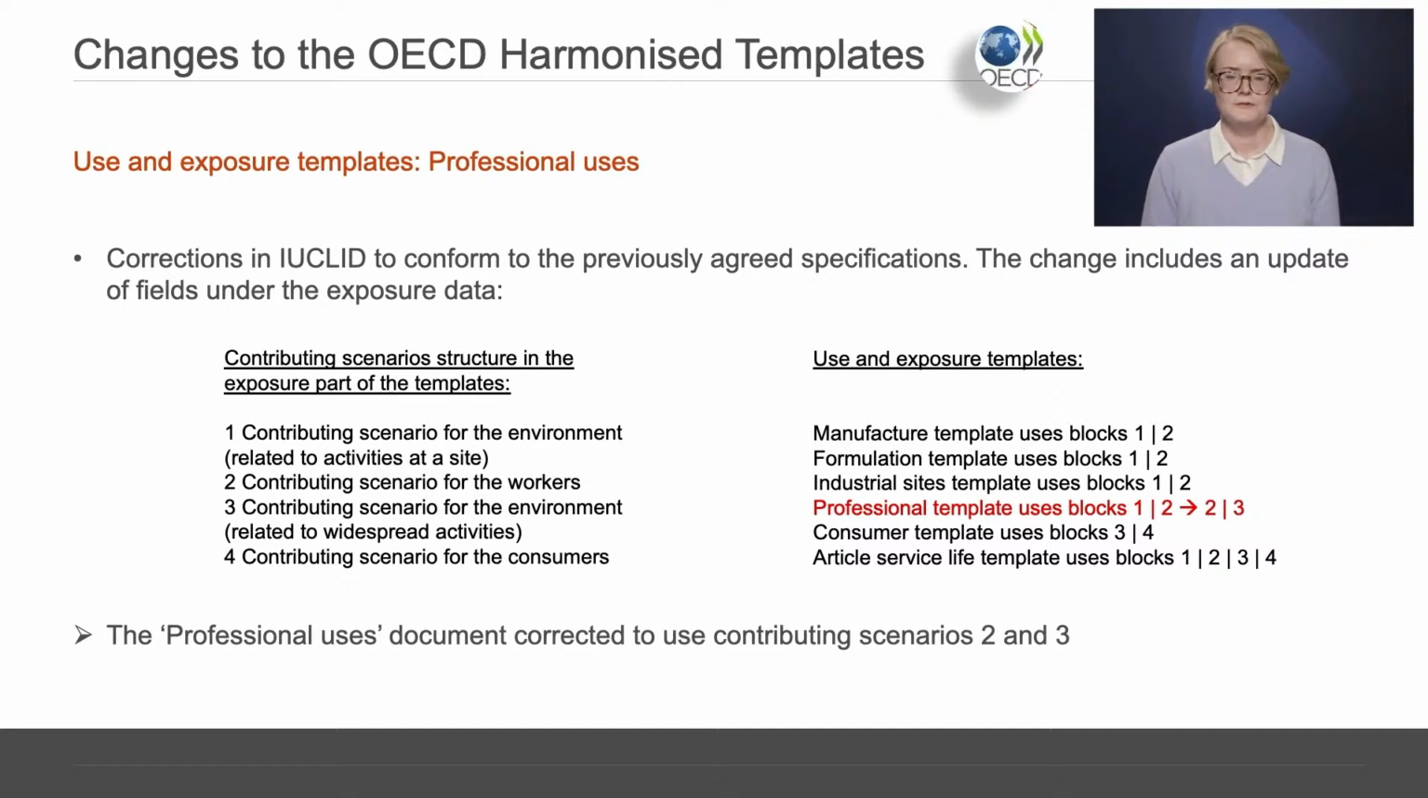Then moving on to the use and exposure templates, where there is a correction in Euclid to conform to the previously agreed specifications. So in the previous major version of Euclid, the professional users document was incorrectly using the contributing scenarios 1 and 2 as listed below, but has now been corrected to use contributing scenarios 2 and 3 instead. So in this respect, the fields for the professional users document have changed.